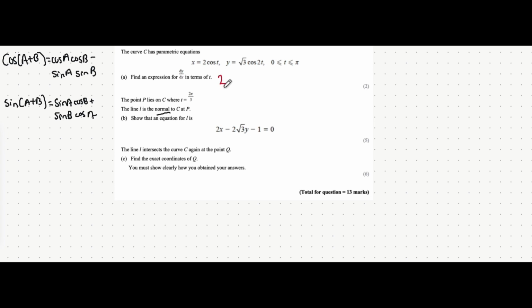Was it? No, sorry, it was 2 root 3 cos t. Sorry, I did the working out beforehand. And yeah, it was 2 root 3 cos t after you cancel everything out. Okay, let's now use that in this next part of the question, part B.